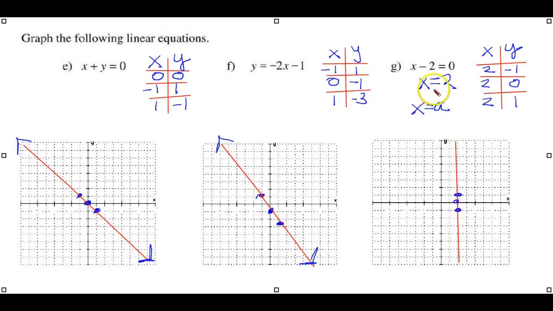Now here's a case where instead of a horizontal line that we got when we did y equals b, when we have x equals a, in this case x equals 2, we get a vertical line. So these are some of the special formulas we'll be working with as we continue on the chapter.